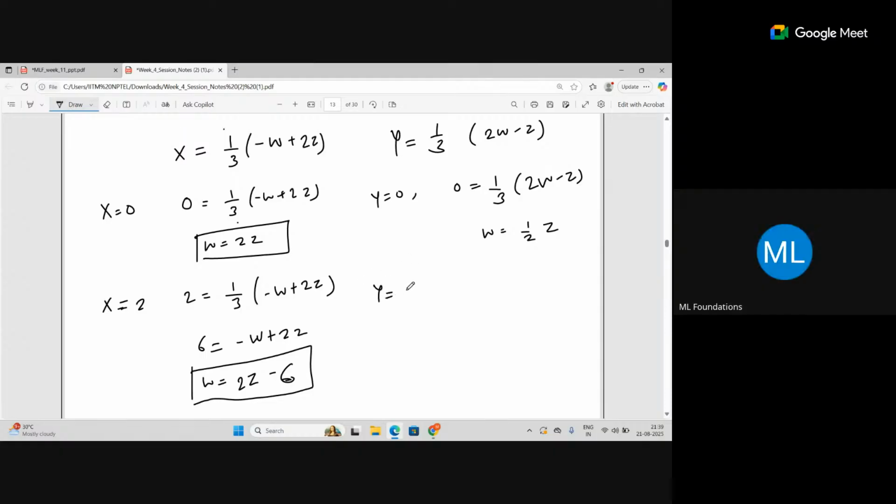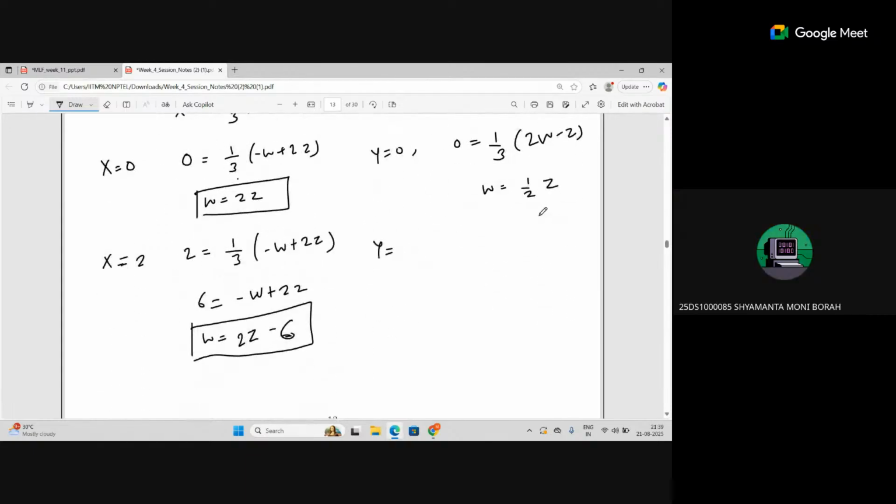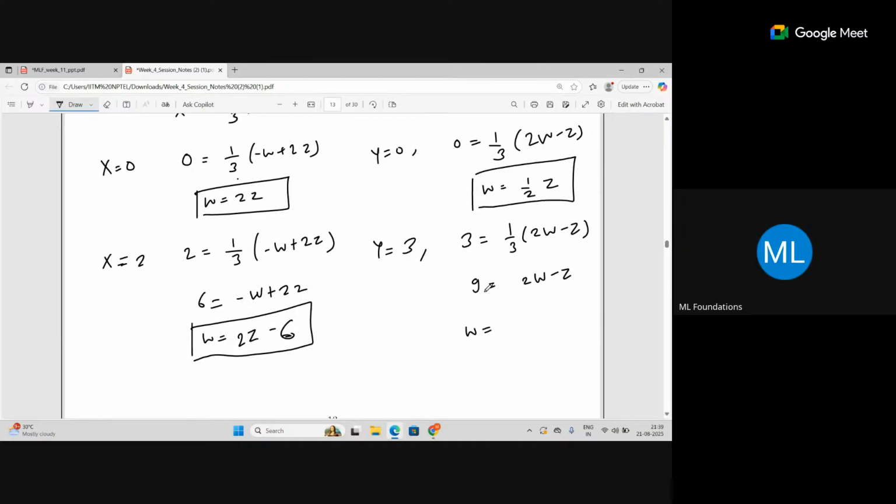And if you have y equal to, what should I take? y equal to 3, right? This is the other extreme case. For y equal to 3, it will become 3 equal to 1 by 3 (2w minus z). So this will be 9 equal to 2w minus z. So then w will be equal to, I will put the box here, 1 by 2 (z plus 9). Is that fine? Is that okay?